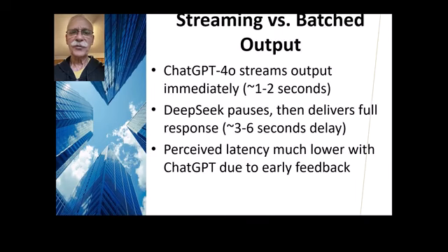From the first prompts, their behavior diverged. ChatGPT 4.0 begins streaming text almost immediately, often within 1 to 2 seconds. This gives users a sense of progress, even if the final thought hasn't been completed. DeepSeek R1, in contrast, pauses, sometimes for 3 to 6 seconds, then delivers its entire answer all at once, no partials. This difference may seem subtle, but it has a huge impact on user perception of latency. Even if DeepSeek returns the full answer 0.5 seconds faster, users perceive ChatGPT as faster because it starts responding earlier.